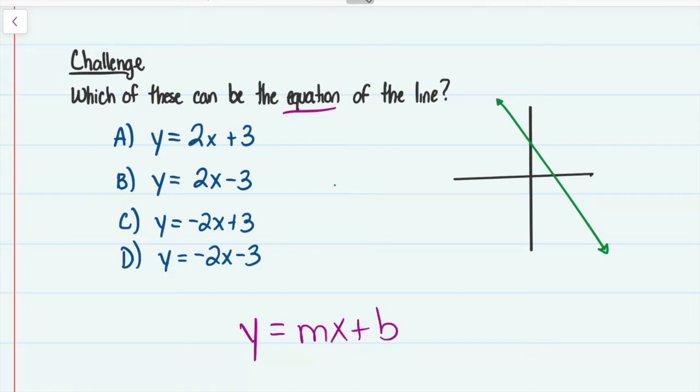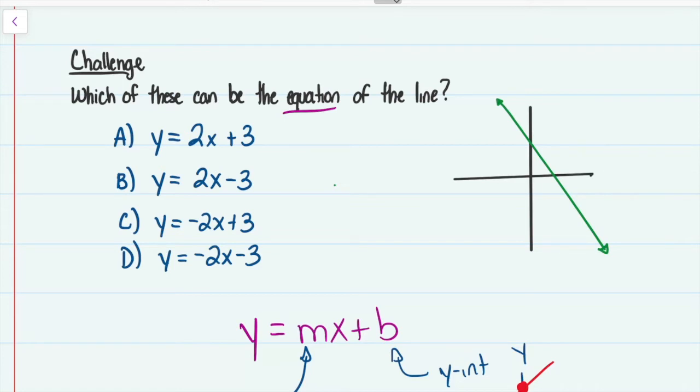Let's review once again. Remember, the letter m represents the slope, the rise over the run. What's the steepness, right? And the letter b represents the y-intercept, when it crosses the y. Let me give you an example. If you have a line, this will be the y-intercept when it crosses the y.